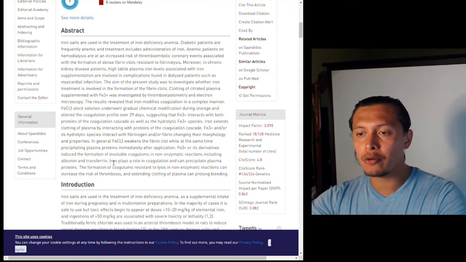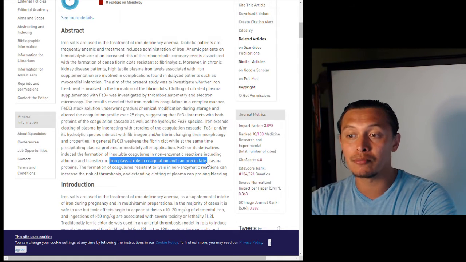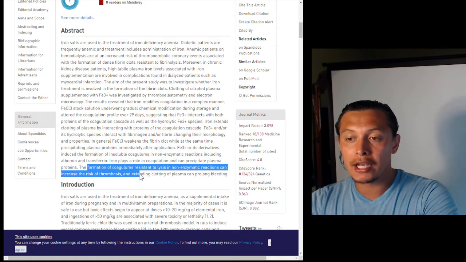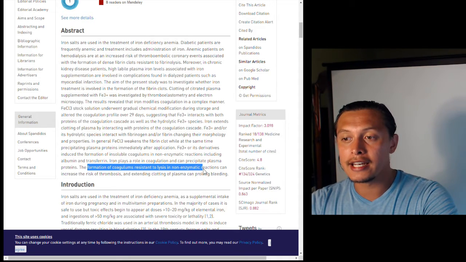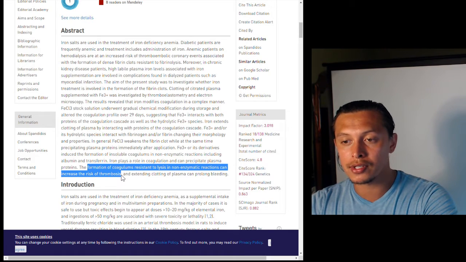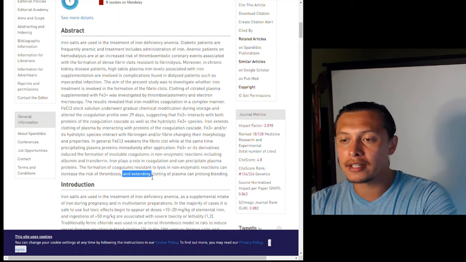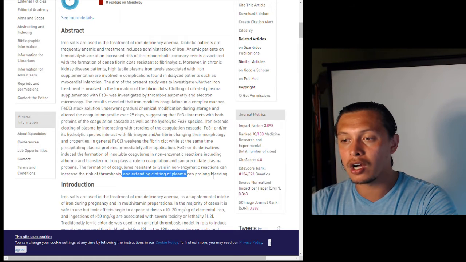So anyways, iron plays a role in coagulation and can precipitate plasma proteins. The formation of coagulums resistant to lysis in non-enzymatic reactions can increase the risk of thrombosis or excess clotting, and extending clotting of plasma can prolong bleeding.